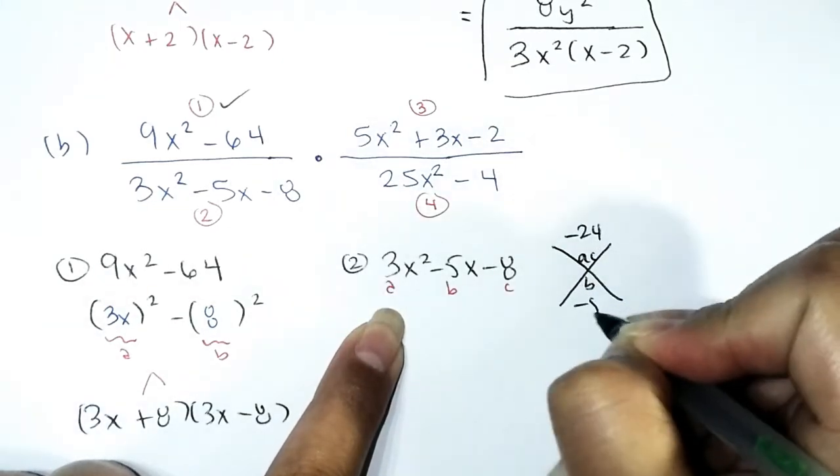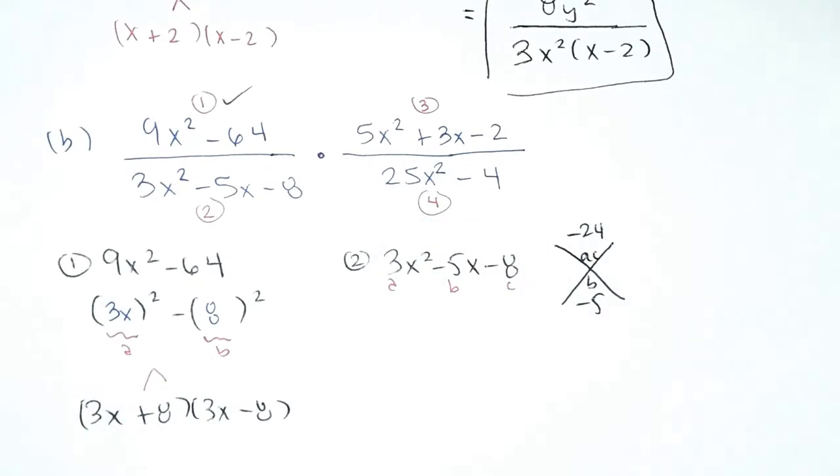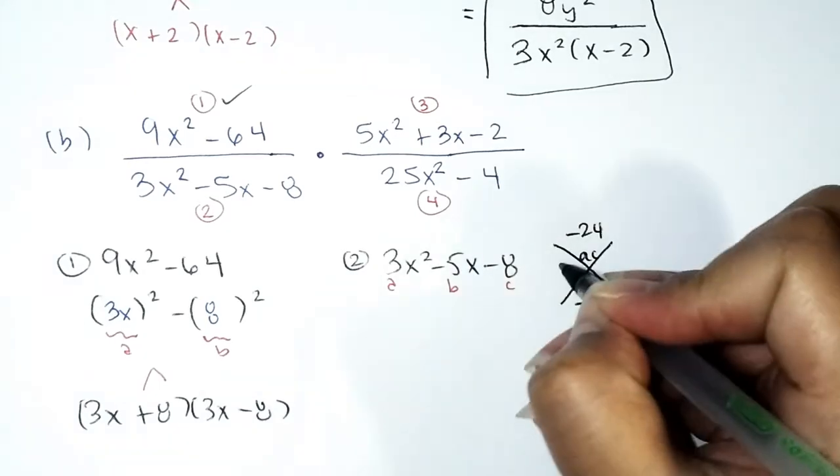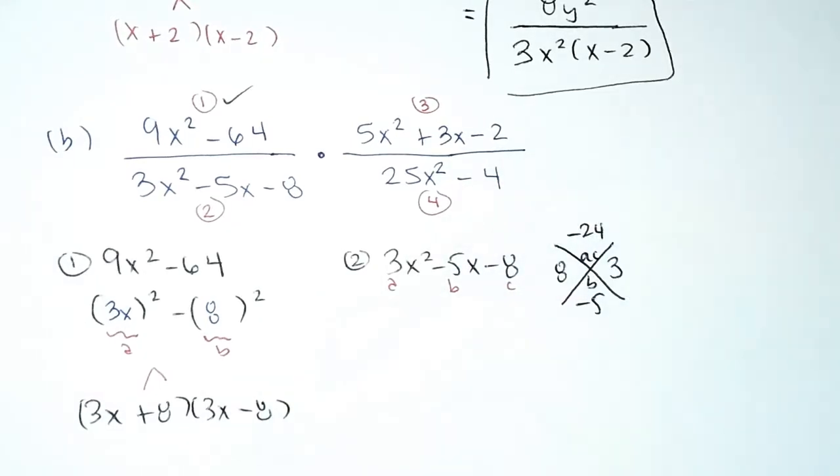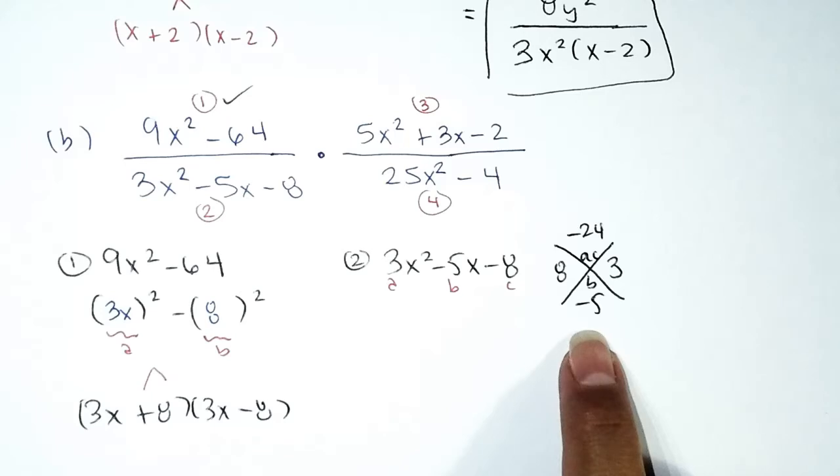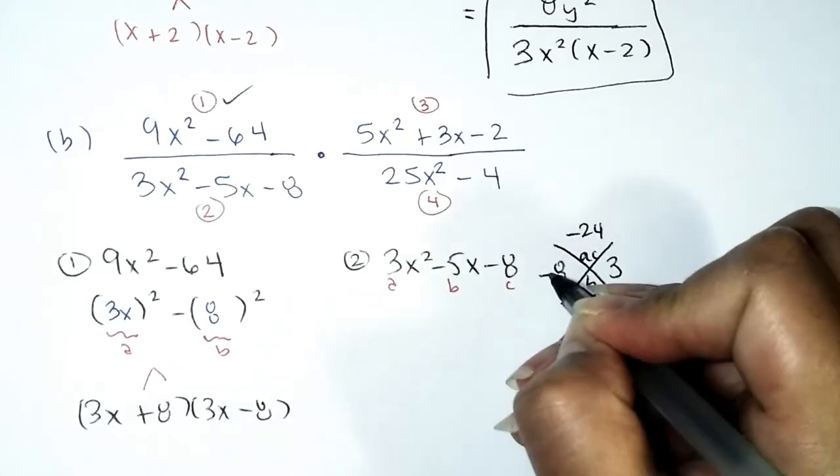Value of B is negative 5. Remember, you're more than welcome to switch the sides. It's okay. I'm trying to play with the line. So factors of negative 24 that add up to negative 5. If my eyes don't fail me, I believe it's 8 and 3. But one of the factors will have to be negative. In this case, the larger factor will be negative.